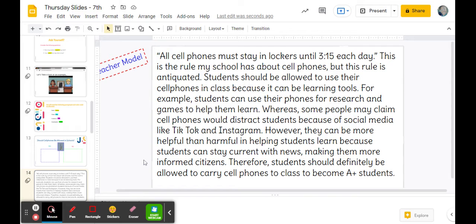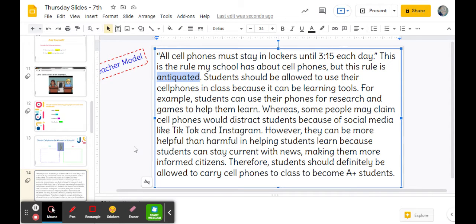I want to pause for a moment just to go over a word that's in there, and it's antiquated. It's a big fancy word and a way of just saying old-fashioned. So they're saying the rule their school has about cell phones is old-fashioned.